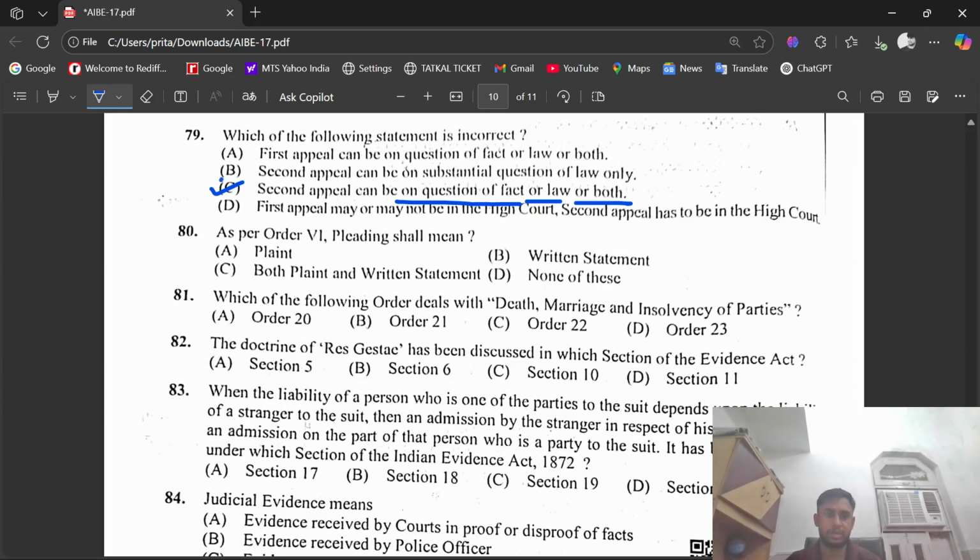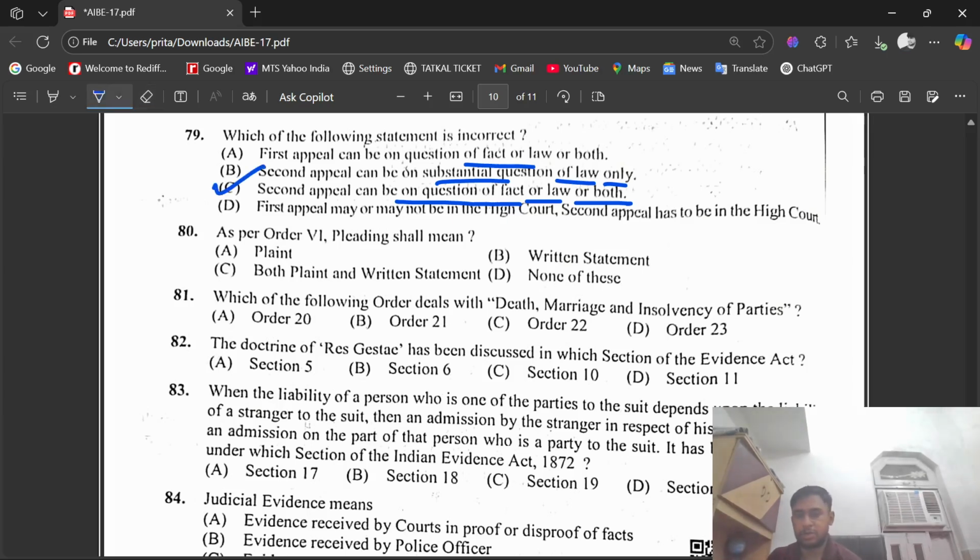So this statement is incorrect. Apart from that, everything else is correct. All the remaining three options are correct. First appeal can be on question of fact or question of law. Second appeal can be on substantial question of law only. First appeal may or may not be in the High Court. Second appeal has to be in the High Court. The right answer is option C.